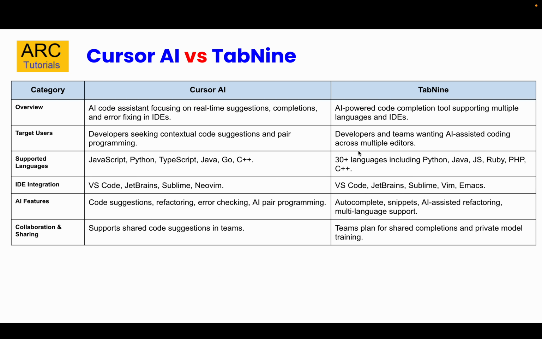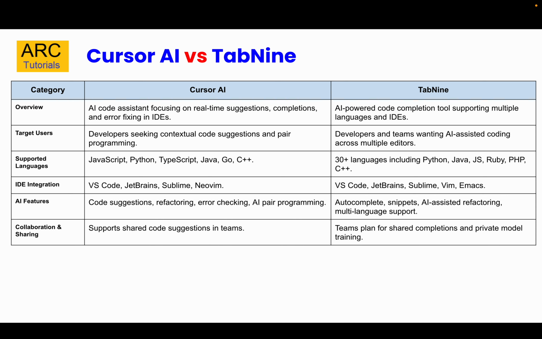Alright, so let's start with a basic overview first. Cursor AI is an AI coding assistant which focuses on real-time suggestions, code completion, and error fixing in IDEs. Whereas Tabnine is an AI-powered code completion tool which supports multiple languages and different IDEs, which are integrated development environments. The target users for Cursor AI are mostly individual developers who are seeking contextual code suggestions and pair programming. Whereas Tabnine is mostly driven by developers and enterprise teams wanting AI-assisted coding across multiple editors.